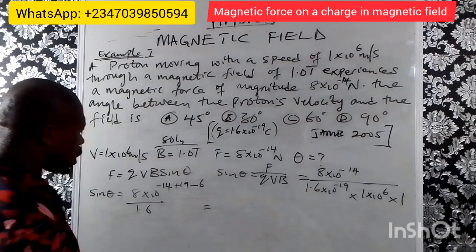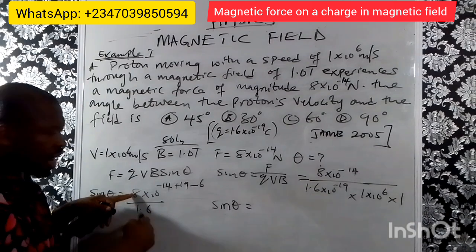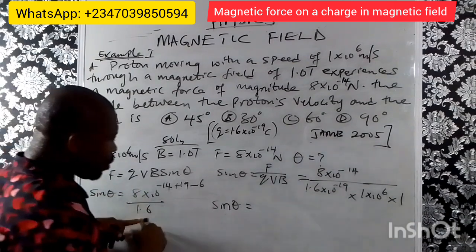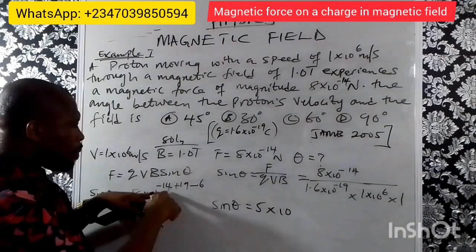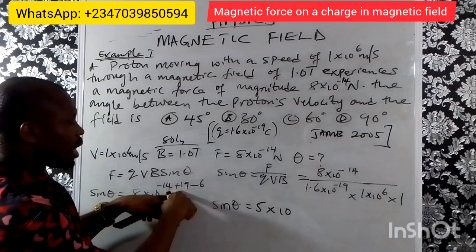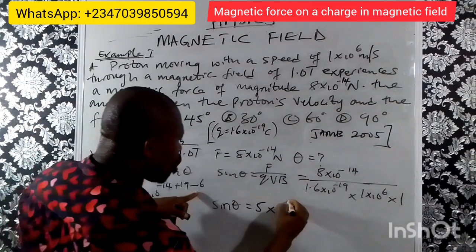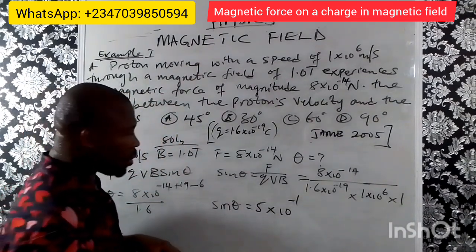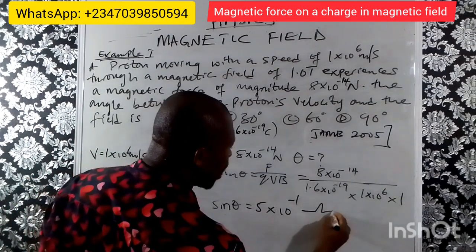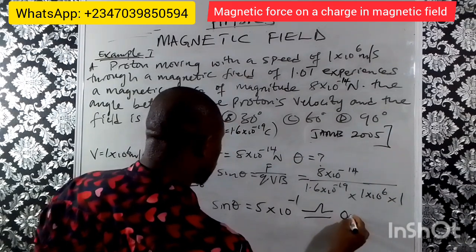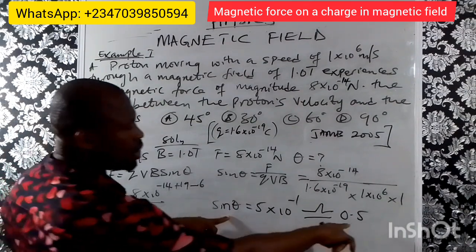Now sine theta is equal to 8 divided by 1.6, which will give us 5. 5 times 10 raised to the power minus 14 plus 19 minus 6. Check your calculator there to give you minus 1. Now we have that 5 times 10 raised to the power minus 1 is equivalent to 0.5. In other words, sine theta is 0.5.